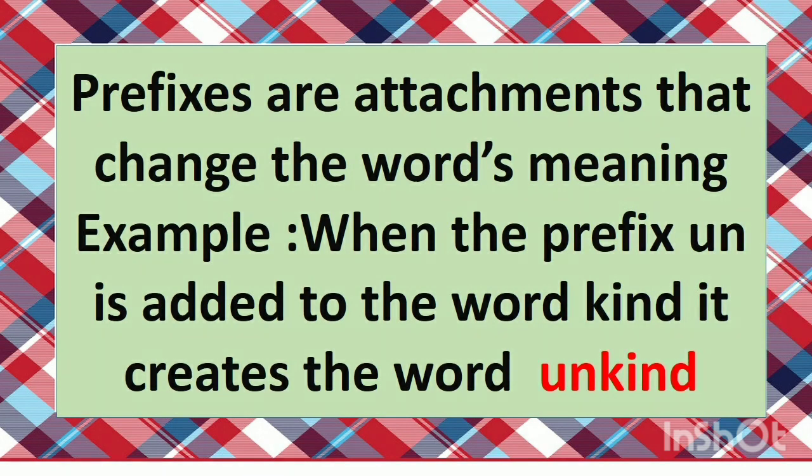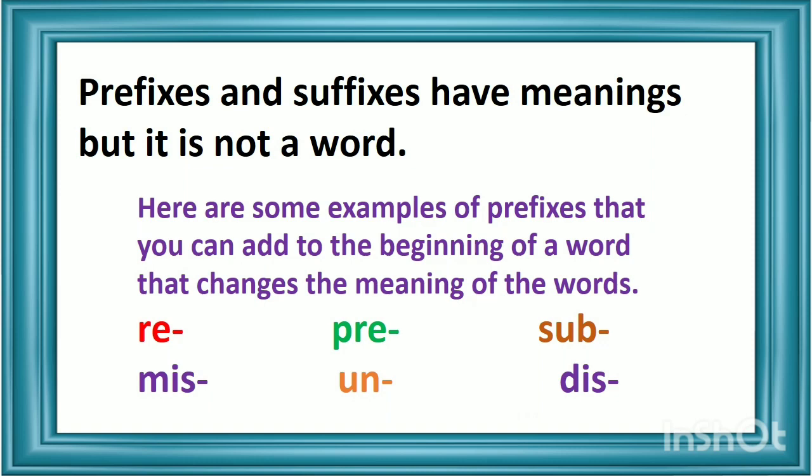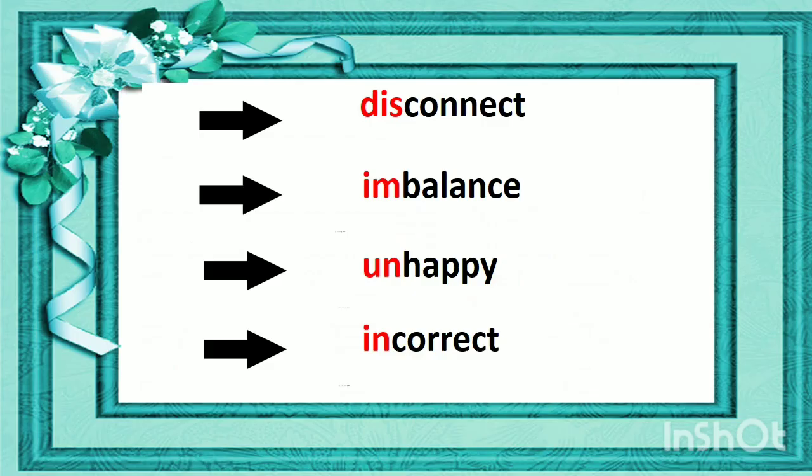Example, when the prefix "un" is added to the word kind, it creates the word unkind, which means the opposite of kind. So prefixes and suffixes also have meanings, but they cannot be considered as words. Here are some examples of prefixes: re, mis, pre, un, sub, and dis. So let's try adding prefixes to words and see what words we get.